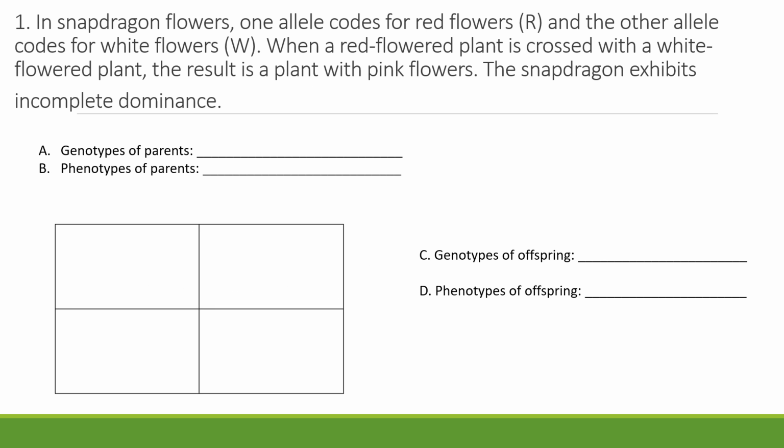Okay, so the only thing we're going to do for our notes today is we're just going to do examples. You already have your definition down, which was incomplete dominance. So now we're just going to do 3 examples together to show what this looks like.